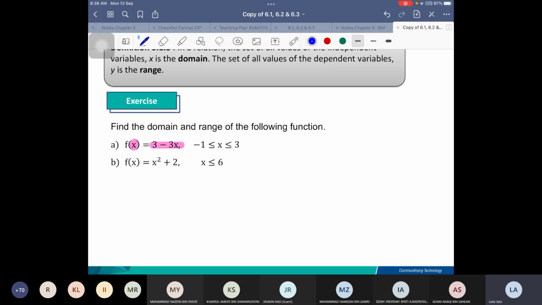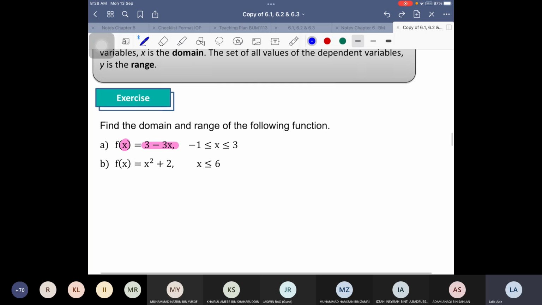Sebab tu, dalam topik 6.4 nanti, kita akan belajar macam mana nak lukis graph. So daripada situ kita akan identify apa dia domain, macam mana nak identify domain dengan range daripada graph. Sebabnya kalau kita ada nombor macam ni, paling senang nak identify adalah menggunakan graph. So let me give you some idea, macam mana nak buat benda tu.